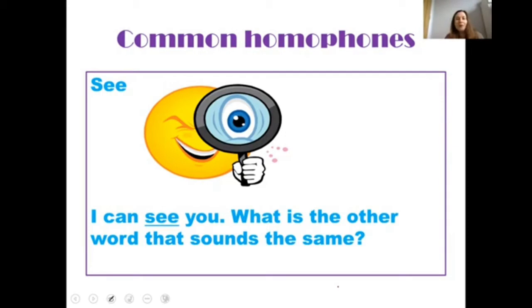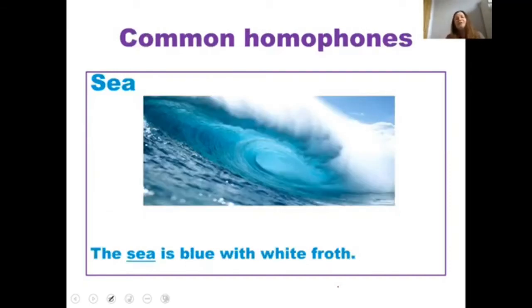So the first one is see, you know it. So see is when you see, you know, this way of showing see. So I can see you. What is the other word that sounds the same? You know that word. It is the sea, the big water, big salty water. There you go. And a sentence with sea is: the sea is blue with white froth.